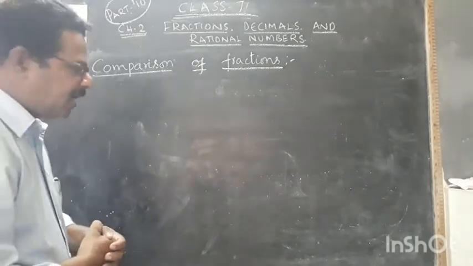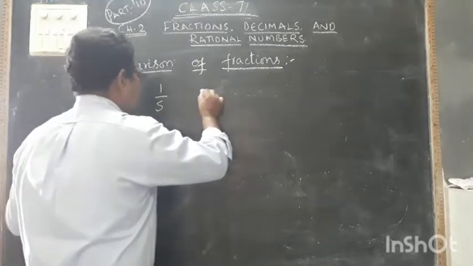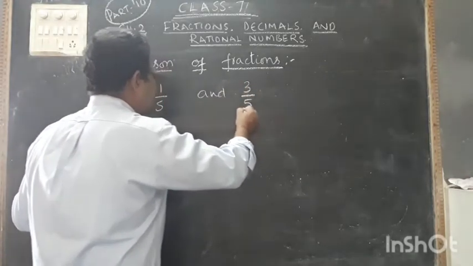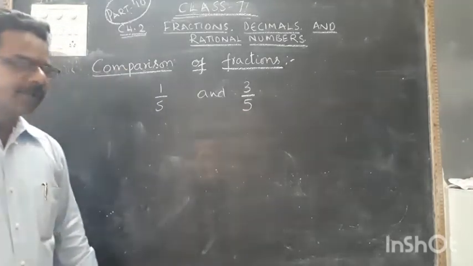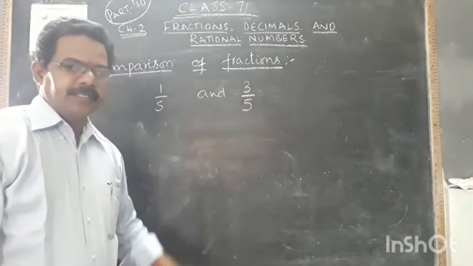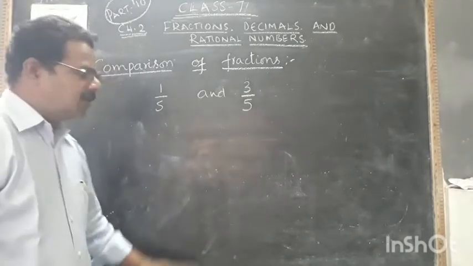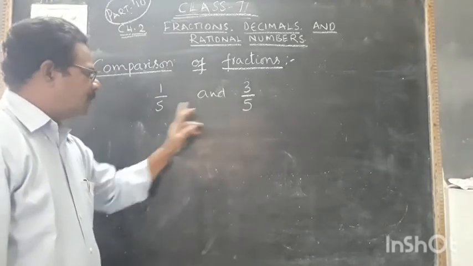fractions. Like fractions means, suppose I have given you 1 by 5 and 3 by 5. If the denominators of the given fractions are the same, we call them like fractions. Okay. So here 1 by 5 and 3 by 5, the denominators are the same. These are like fractions. We can compare these two.